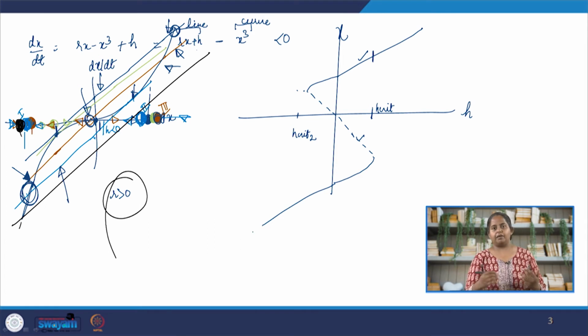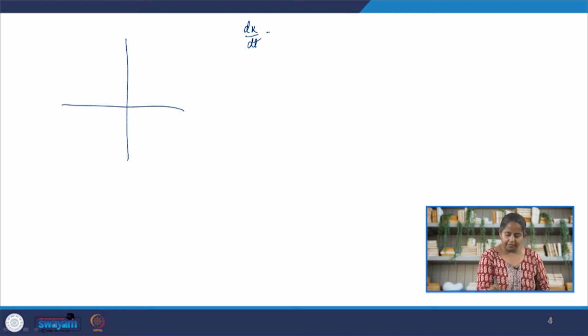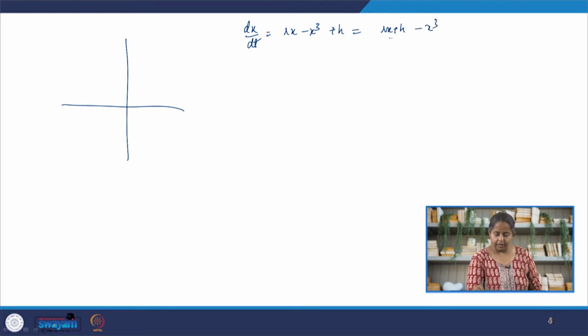So this is how a bifurcation diagram looks when we are keeping r constant and r is positive, and h we are changing. Okay, this was the case when r is positive. Let's look at what happens when r is 0 or less than 0. Again, our system is dx by dt equals rx minus x cubed plus h, which I am rewriting as rx plus h minus x cubed, line minus curve. The curve looks like this.